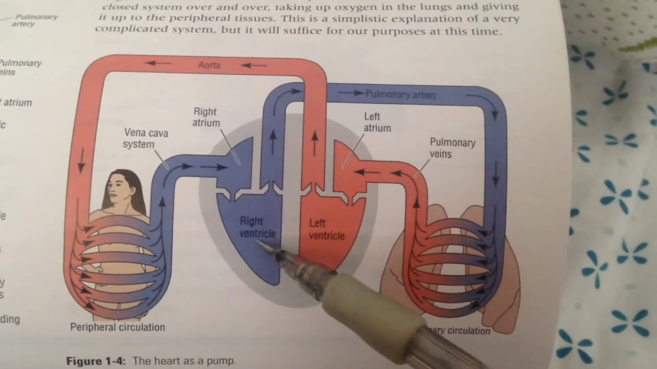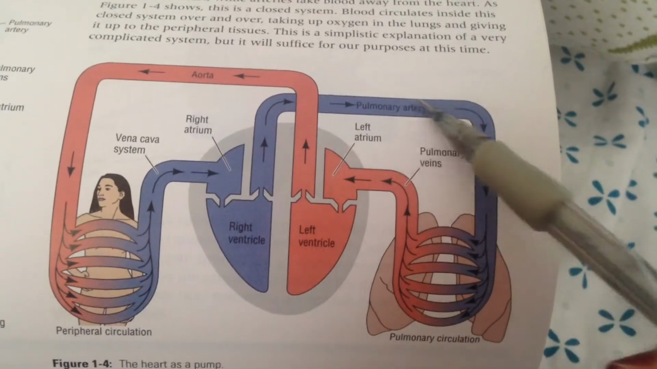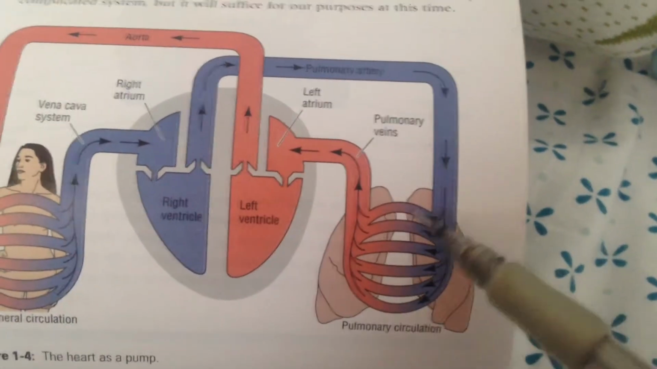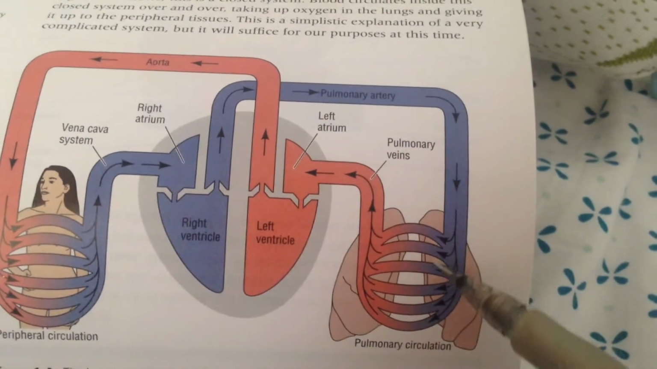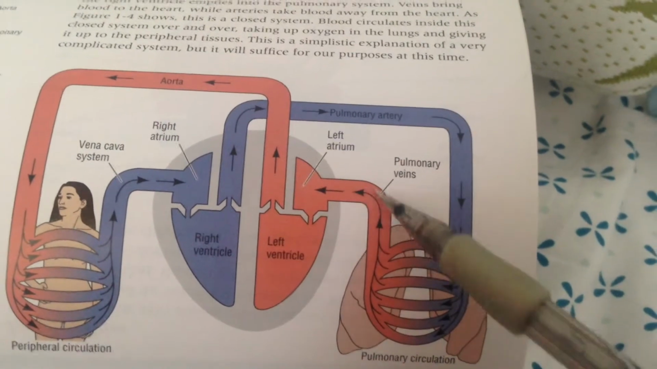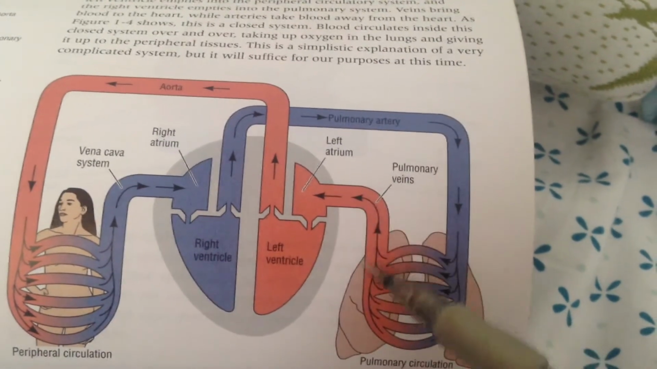Then the right ventricle is pumping all the deoxygenated blood through the pulmonary artery into the lungs, where through pulmonary circulation, gas exchange takes place. So the deoxygenated blood is becoming oxygenated blood again. So the red represents oxygenated blood. It's saturated with oxygen again.